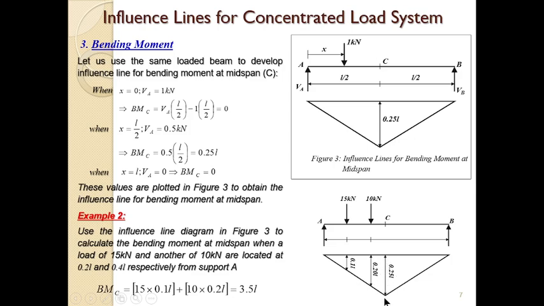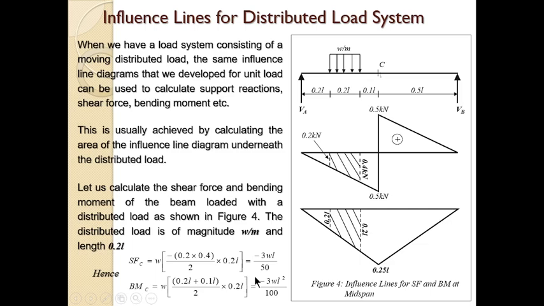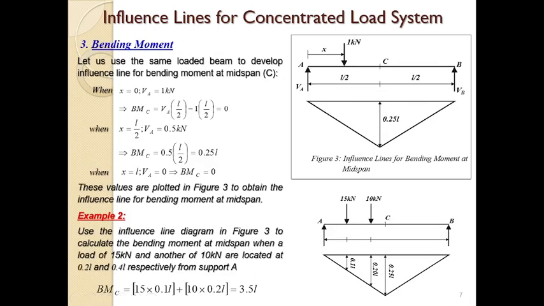So from our calculation, this place was 0.25 L. Using the concepts of similar triangles, this place is 0.1 L and this is 0.2 L. And so we can now find the bending moment, which will be the force multiplied by the coordinate plus this other force multiplied by the coordinate. So you have 15 times 0.1 L plus 10 times 0.2 L, and everything gives you 3.5 L. Remember, L is the length of the beam.